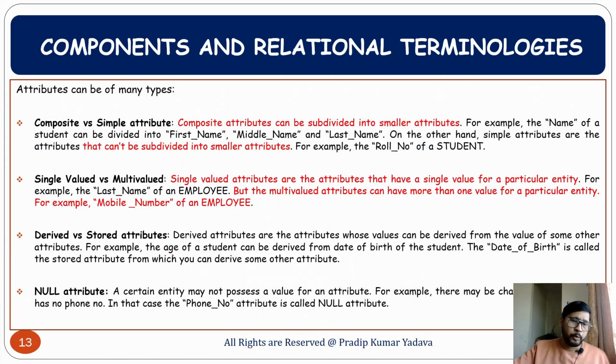Now there are four types of attributes we can say. There can be more than four types also. The first is composite versus simple attributes. Composite attributes can be subdivided into smaller attributes, like the name of a student can be divided into first name, last name and middle name.